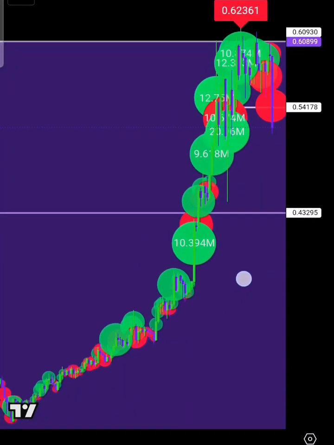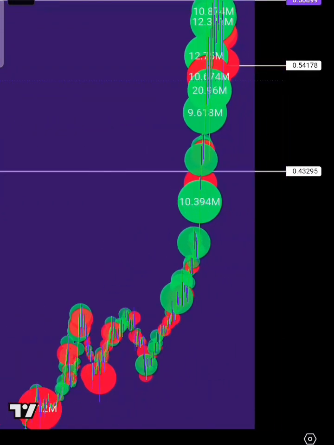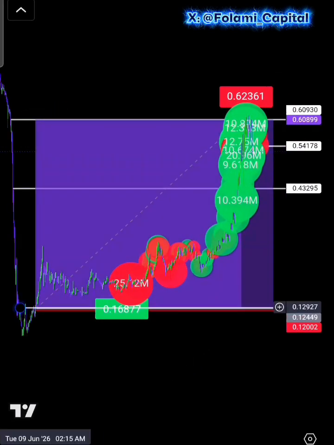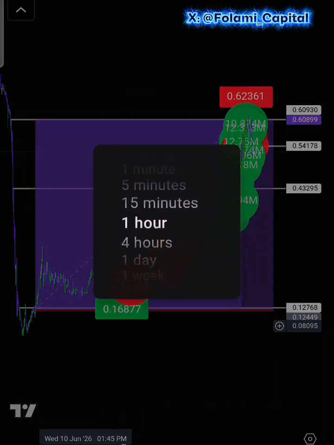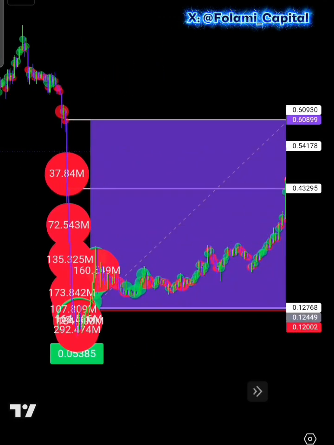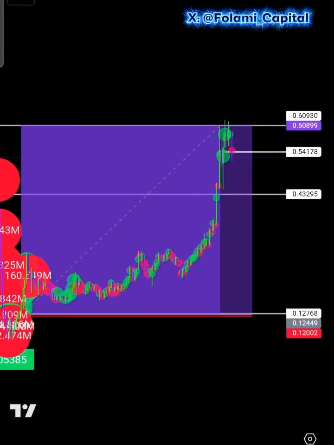All right, so this is the same chart I showed you guys previously, where we caught the nice move. I analyzed it for you guys. So let me go back to the 1 hour chart. As you can see, this is the chart that we analyzed. Now I want to show you the same scenario, because once you understand how to read order flow, it's very simple to catch a big move.